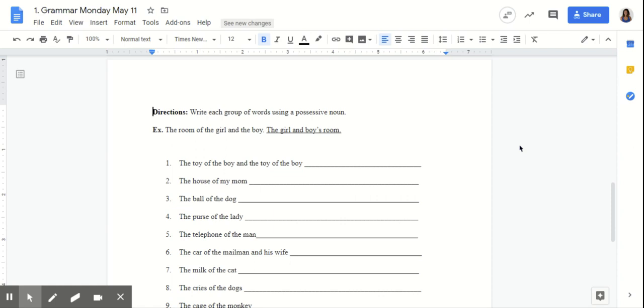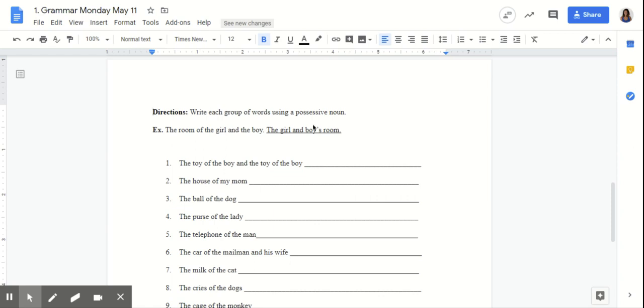Right. So it's basically the nouns of the sentence that's showing ownership. So let's look at this example that's here right now. It says the room of the girl and the boy. Now, you are supposed to rewrite the sentence and show this possessive noun. So the girl and boy's room is the correct way because we are showing ownership of who the room belongs to. And in a certain way that's adding the apostrophe S to your nouns.